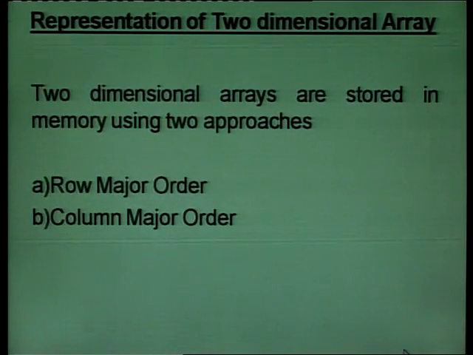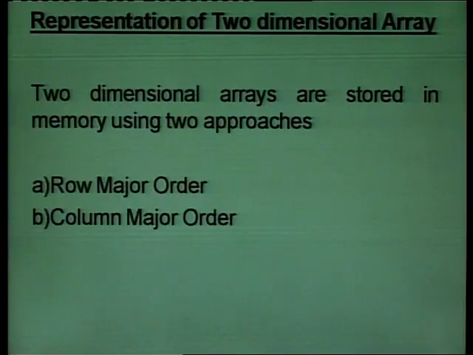Now the representation of a two-dimensional array in the memory. If I have to represent a two-dimensional array in the memory, there are two different approaches we have to use. The first one is row major order and the second one is column major order. I have to store these arrays into different memory locations, and there are two different methodologies to store the array into the memory. The first rule should be the same: it should be continuous in the memory.